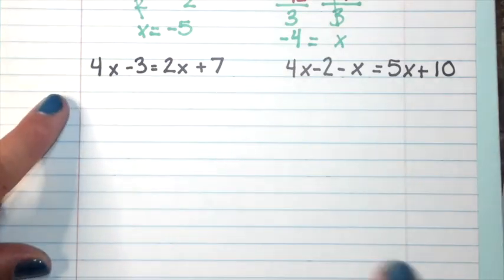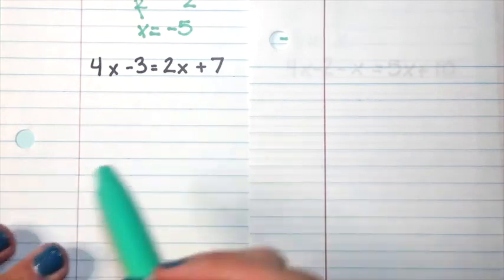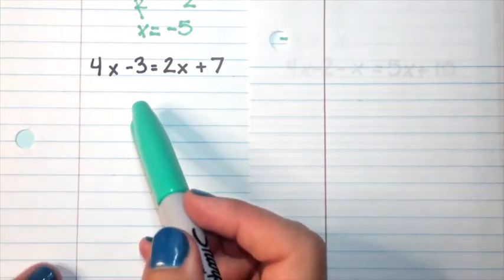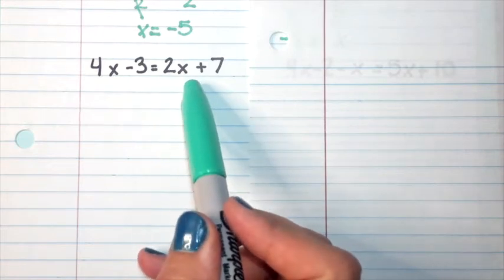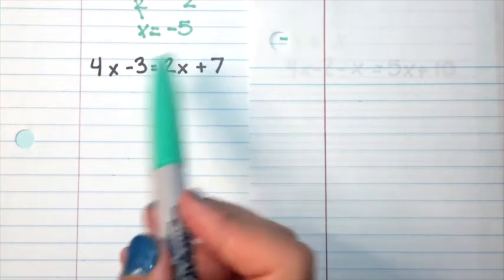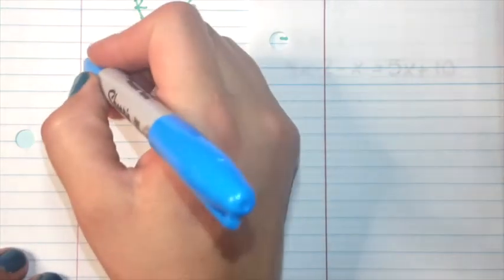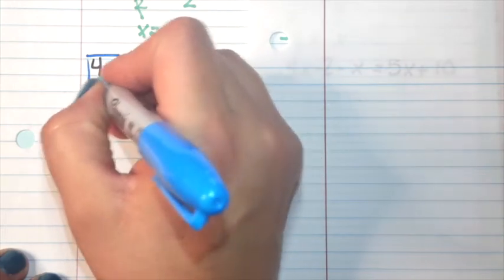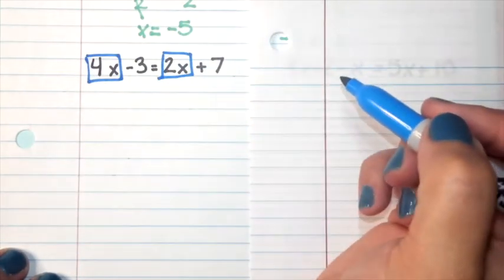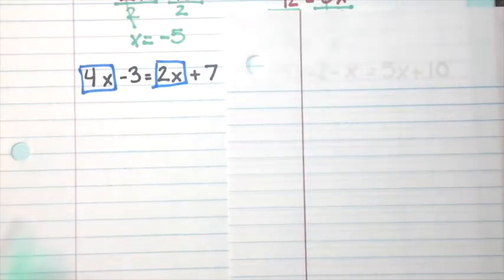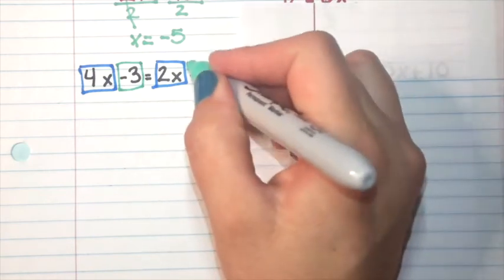So we're going to look at this one right here. Let me hide this so it doesn't confuse you. So we're looking at this problem right here: 4x minus 3 is equal to 2x plus 7. Now we got more like terms. Let's start with the x's, whatever is attached to an x. We have 4x here, and we have 2x. And then we have 3, and we have 7.